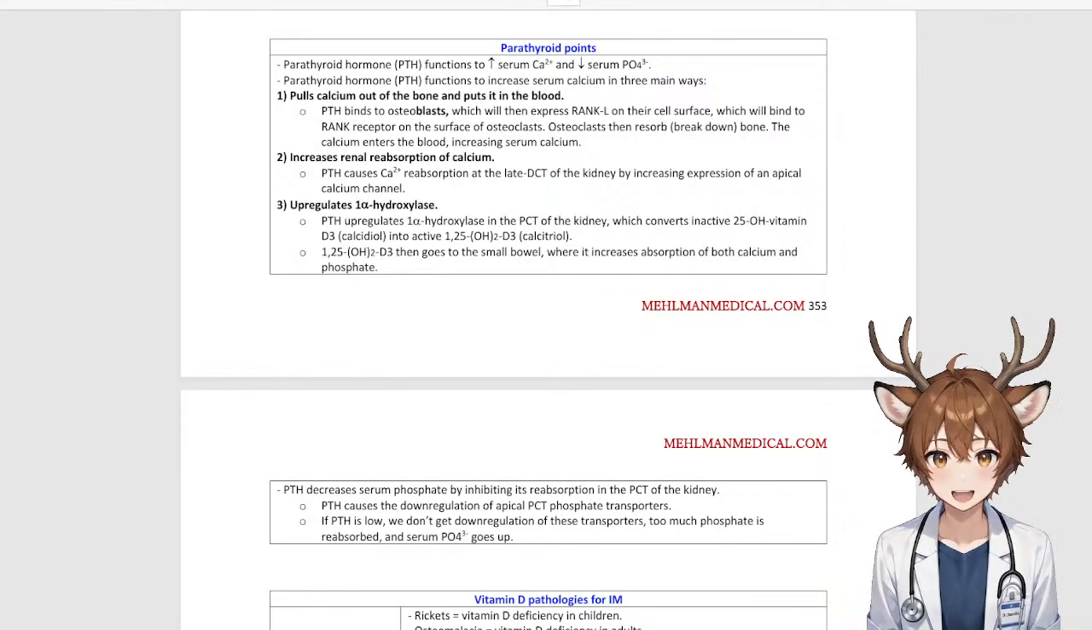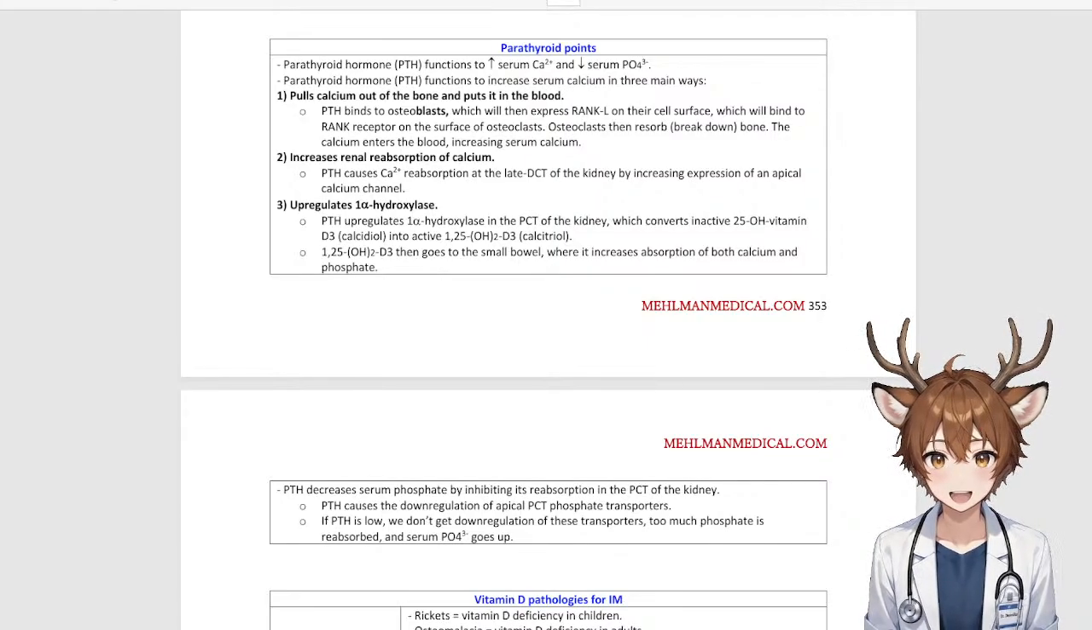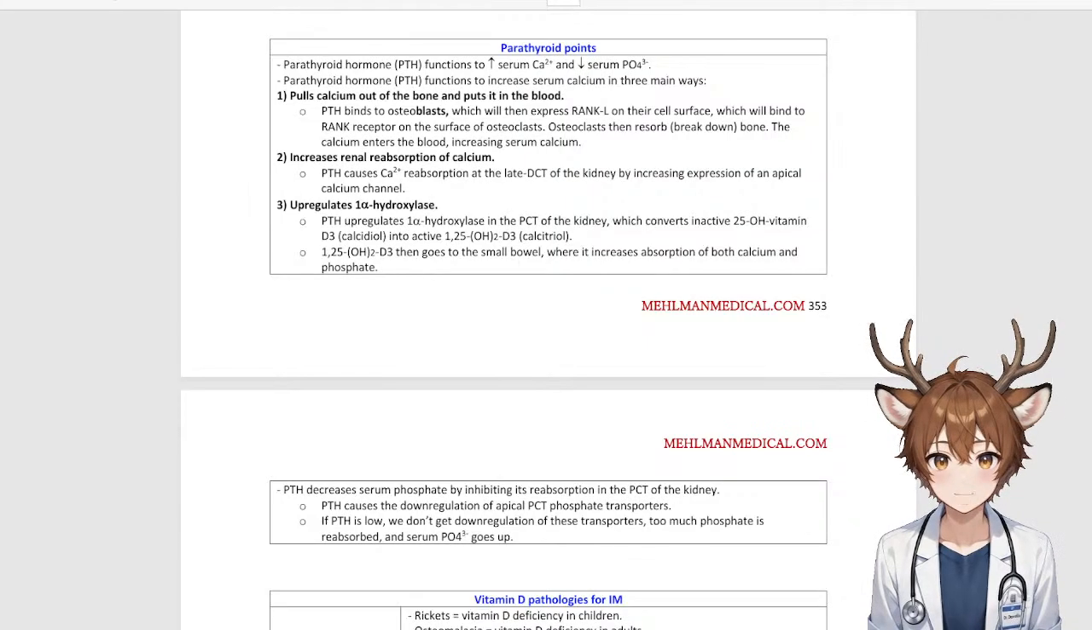Okay, so let us continue. Parathyroid points. Parathyroid hormone, or PTH, functions to increase the serum calcium and decrease the serum phosphate. PTH functions to increase serum calcium in three main ways.